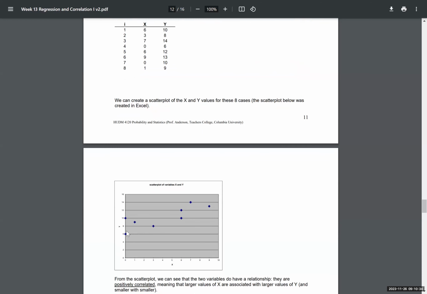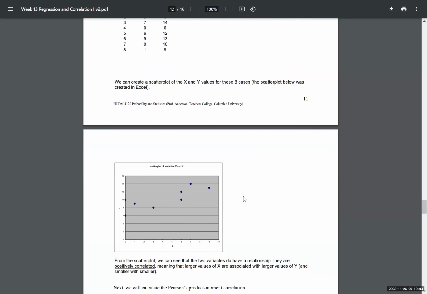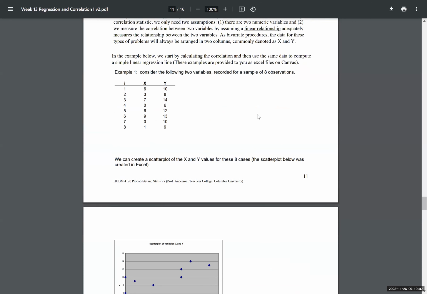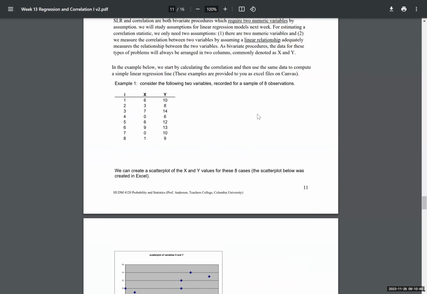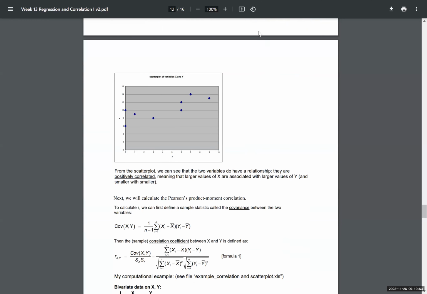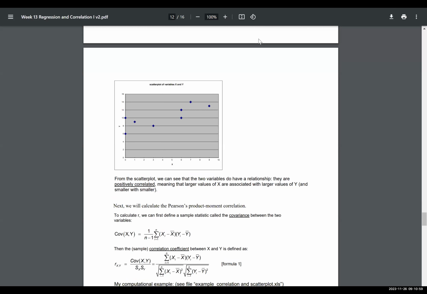So one of the first things you might do when you have two numeric variables and you're interested in studying how they're related is you might just create a little scatter plot, which I've done here in Excel. And I will say that all the math here is going to be included on Canvas in an Excel file. So let me open up that Excel file just to show you.